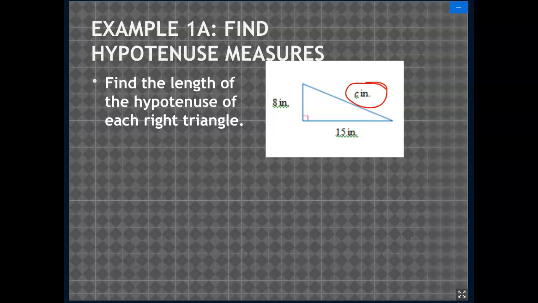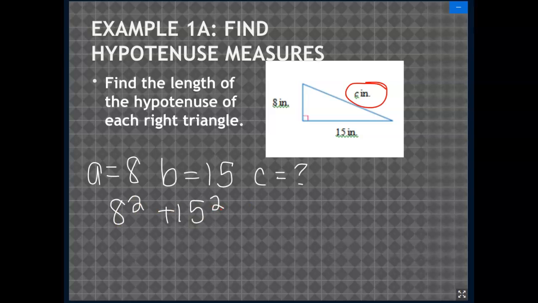So what we're going to do is plug into a and b. We'll say a is 8, b is 15, and we're looking for c. So that's 8 squared plus 15 squared equals c squared. 8 squared is 64. 15 squared is 225. So you get 289.